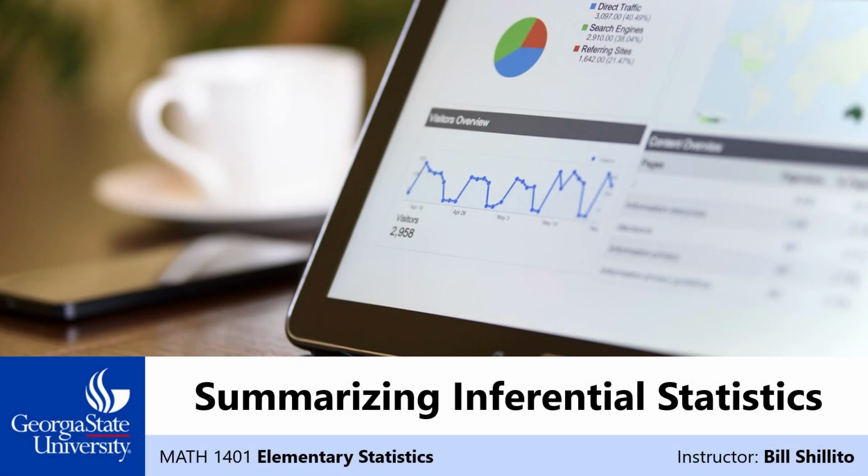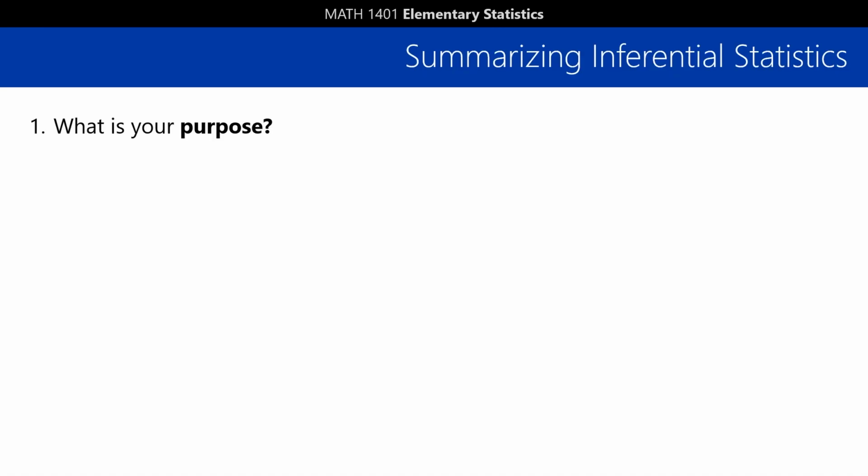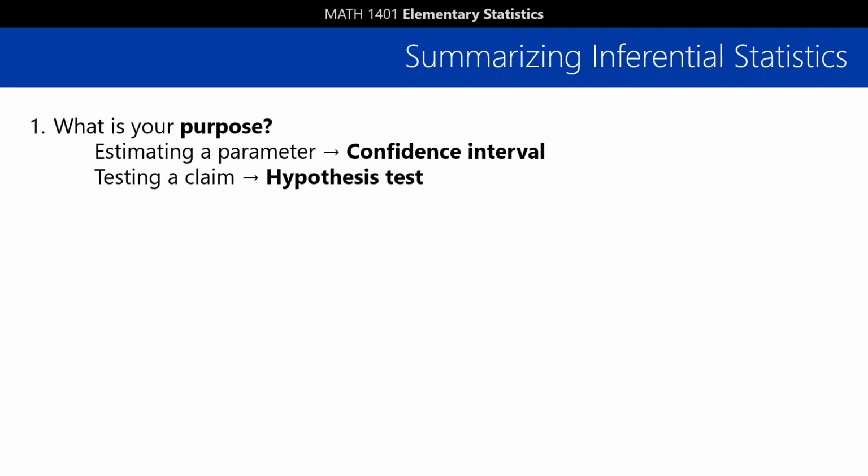In this video, we'll take a bird's eye view and summarize everything we've done with inferential statistics over the past number of videos. It probably seems like a lot, but there's a bunch of similarities and shared basic ideas. The first thing you want to ask yourself when you're doing inferential statistics is, what is your purpose? If your goal is to estimate some population parameter, then you want to construct a confidence interval. On the other hand, if your goal is to test an existing claim about a population parameter, you're looking at doing a hypothesis test.